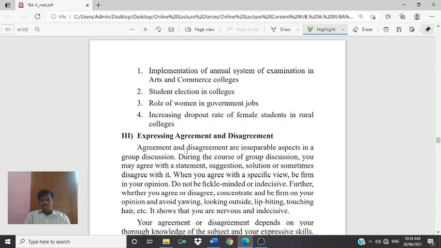Similar to sub point 1 and sub point 2, that is the initiation of a group discussion and inviting others to participate in a group discussion, in expressing agreement and disagreement we are again supposed to think about the common language expressions used in a situation where you are supposed to express your agreement or disagreement. We will stop here and continue the same in the next session.